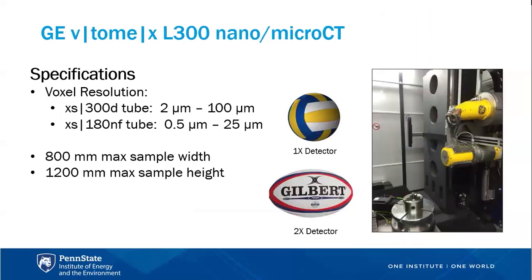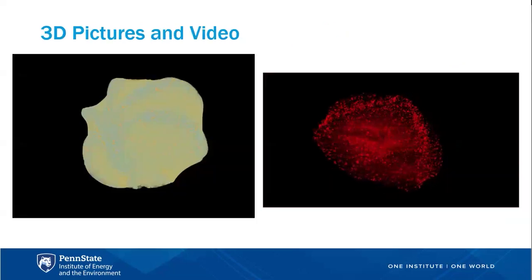Our GE is our workhorse. It's very flexible. We can go from a half a micron size up to 100 micron, as big as our detector will let us go. We can fit anything from the size of a bear skull to something small like an embryonic mouse. So we have a lot of flexibility with that. So now let's get into actual stuff.